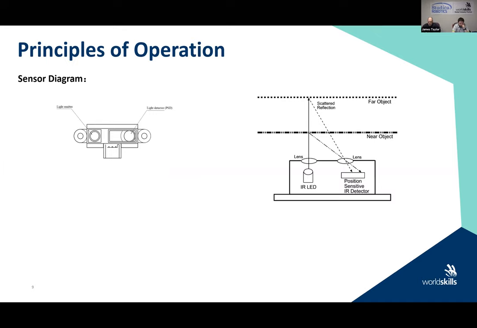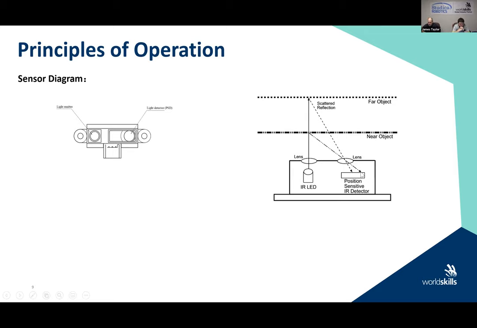Couple of things about the principles of operation on this sensor. It's got a light emitter, and then it has a light detector or PSD, okay? So basically what happens is the IR light emitter, the LED, will send out a light signal, okay? That is going to then hit an object, right? And it's going to return the bounce back to the sensor IR detector, or the PSD, right? And what we're technically doing here is we're measuring the angle that is created, so that we can calculate the distance.